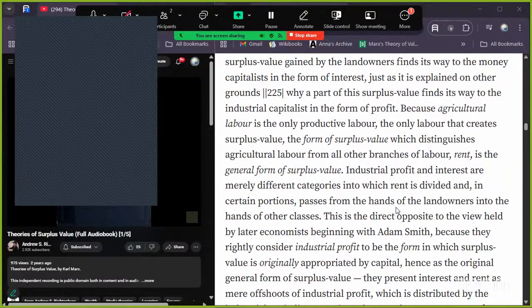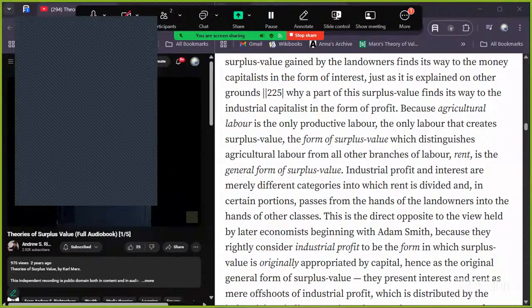Because agricultural labor is the only productive labor, the only labor that creates surplus value, the form of surplus value which distinguishes agricultural labor from all other branches of labor, that is rent, is the general form of surplus value. Industrial profit and interest are merely different categories into which rent is divided, and in certain portions passes from the hands of the landowners into the hands of other classes.